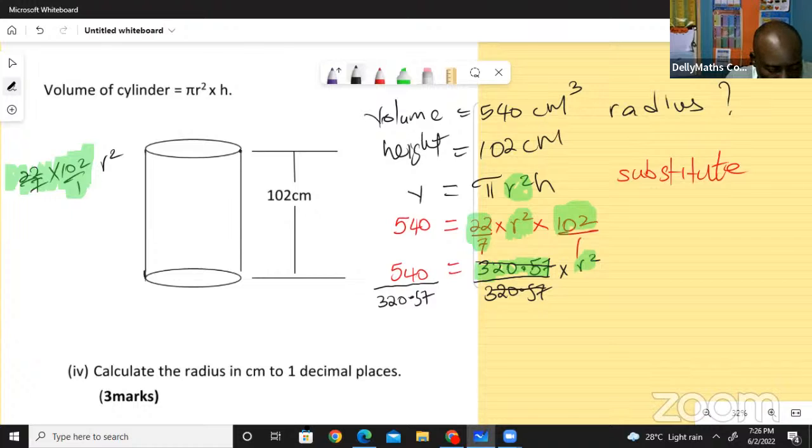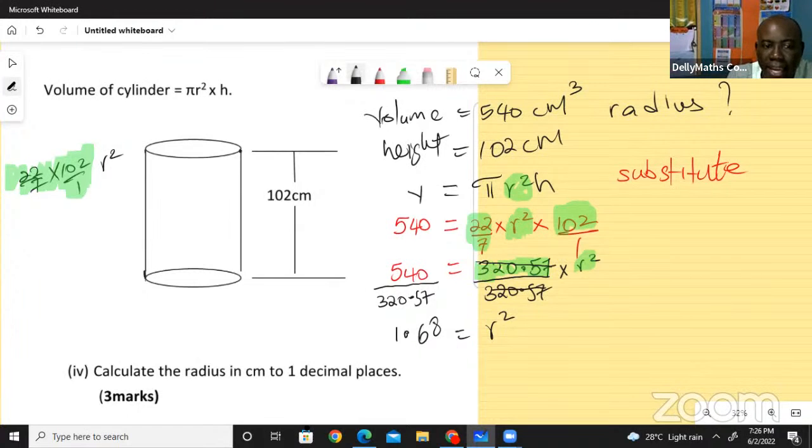Look what I got on that side. I got 1.68 equal to r squared. That's it. When I work out this number, I get 1.68 equal to r squared.